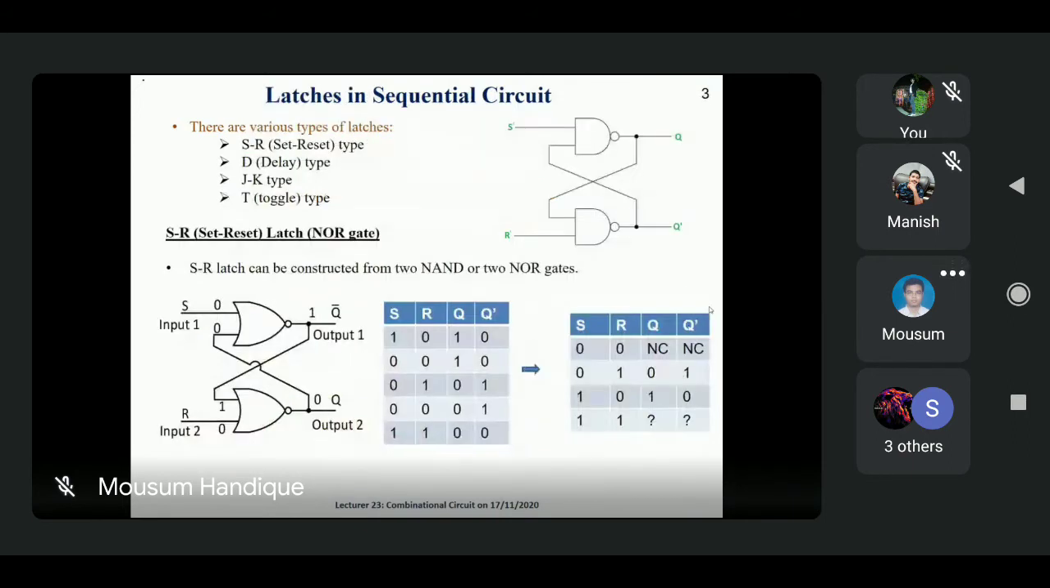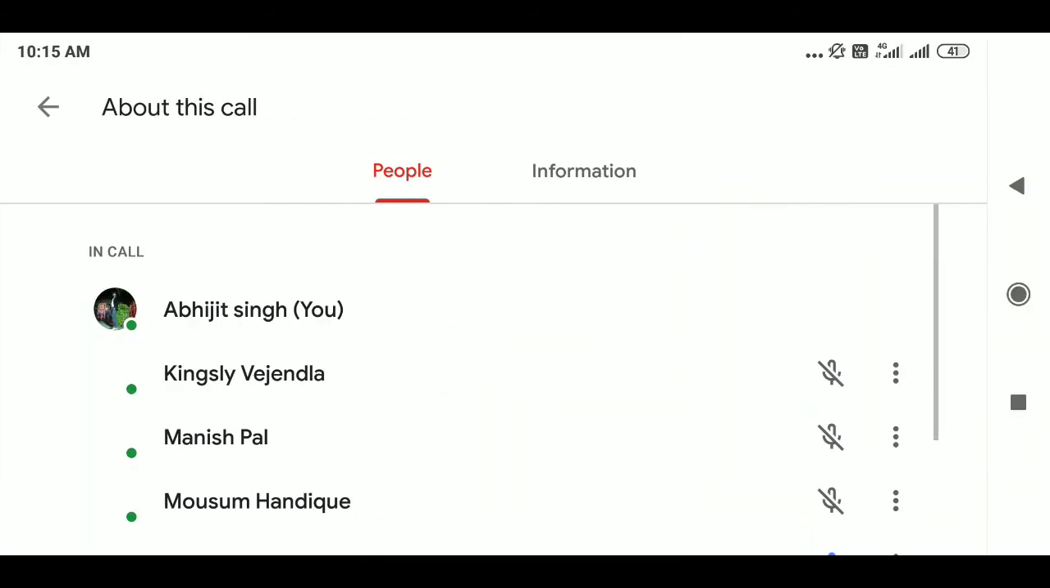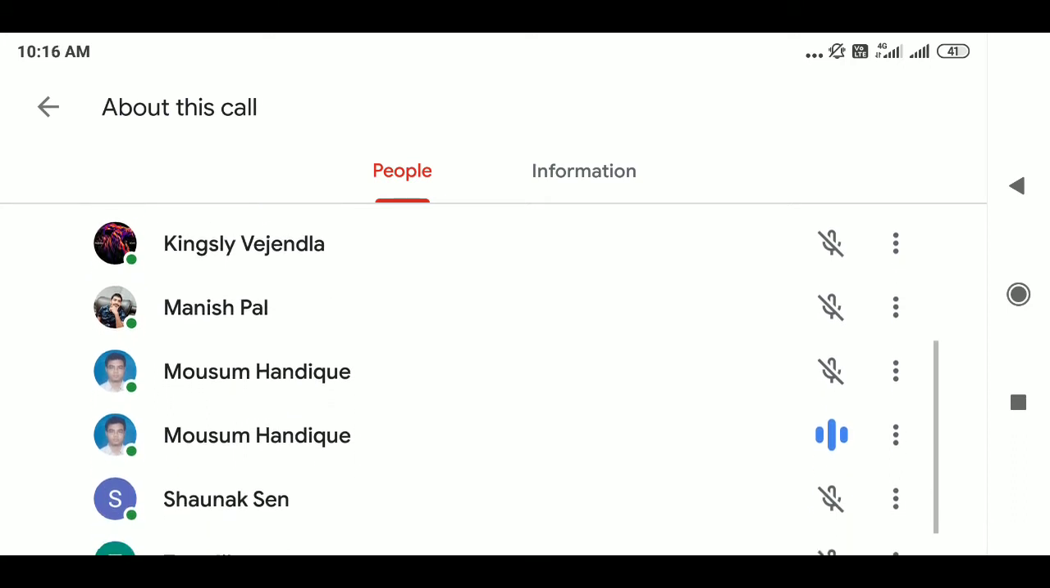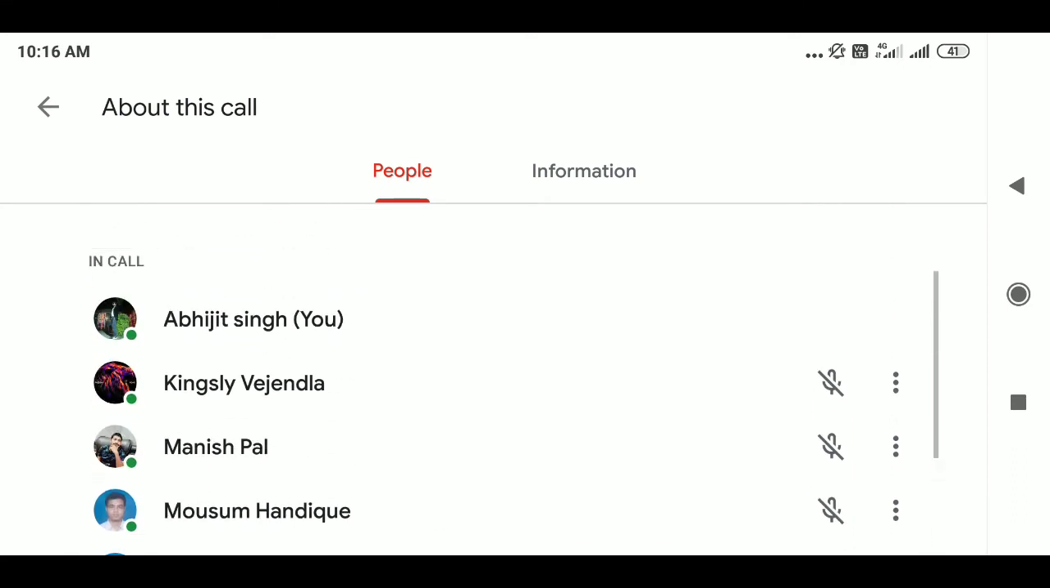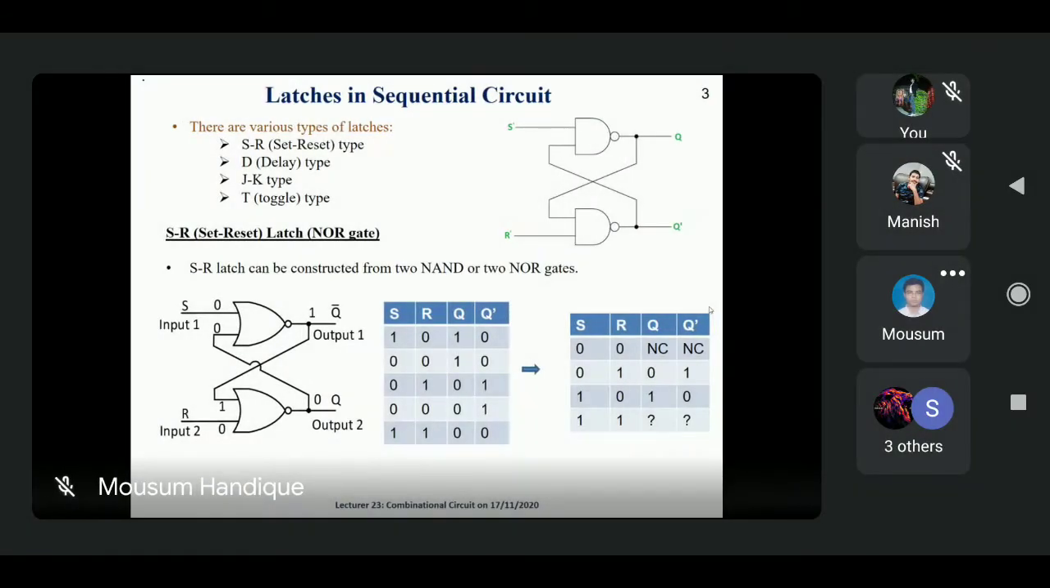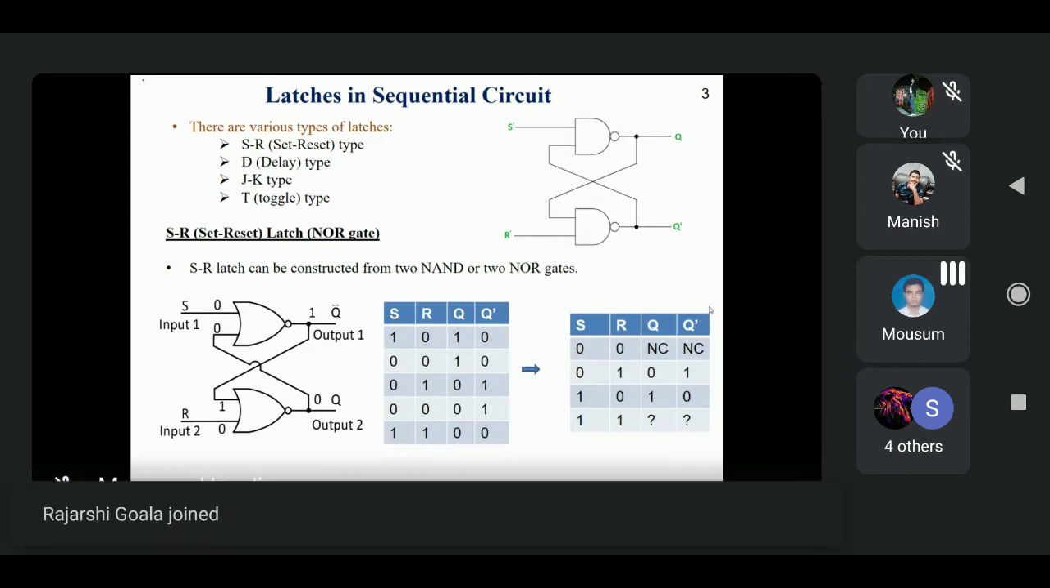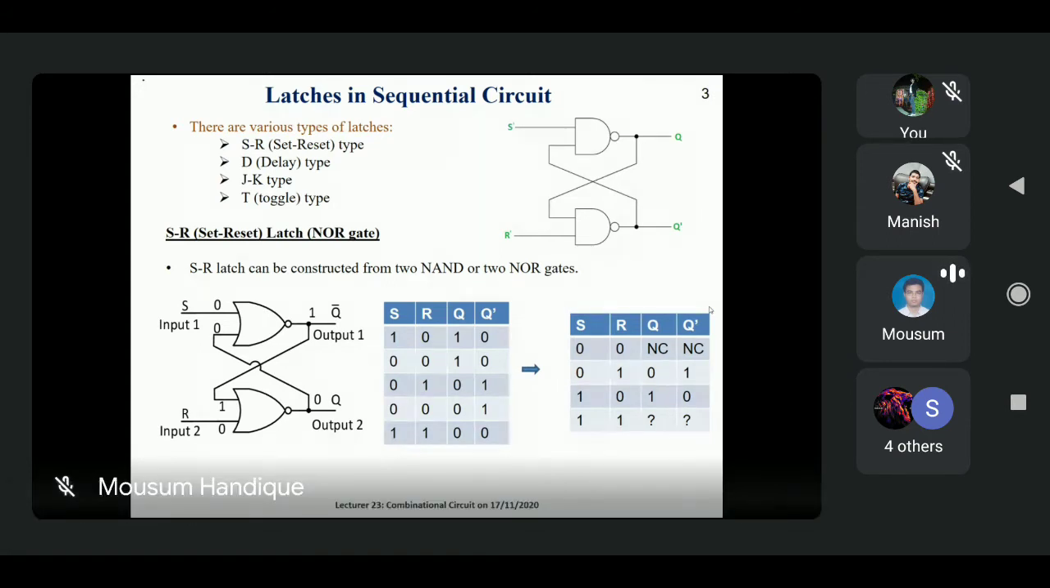Now see how we are designing the latches. Okay, so when we are talking about latches, there are different types of latches. One is called SR type, and sometimes it is called set reset. S means set and R means reset. But generally people are using SR.